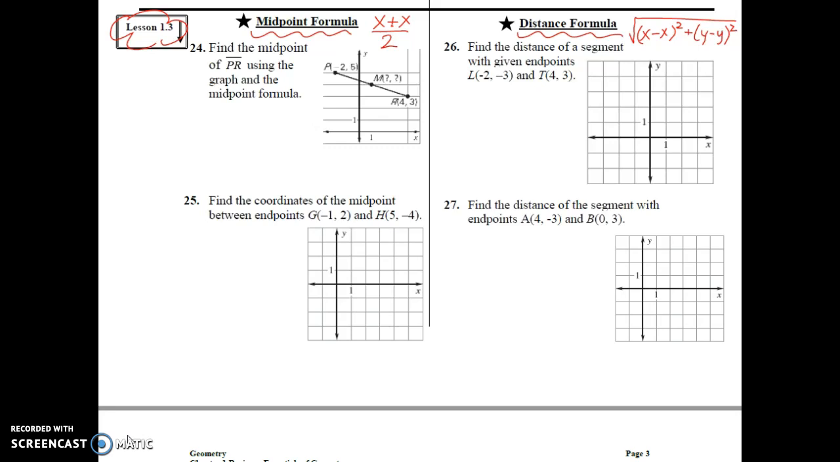So question number 24, it says find the midpoint of PR using the graph and the midpoint formula. Remember, when we're doing these problems, we can draw the triangle in there. We can count these 2 spaces, find the middle of that, and then we can count the middle of these spaces and find the middle of that. 1, 2, 3, 4, 5, 6.